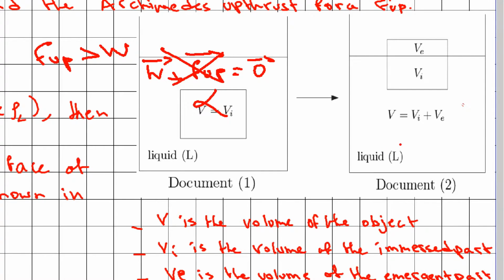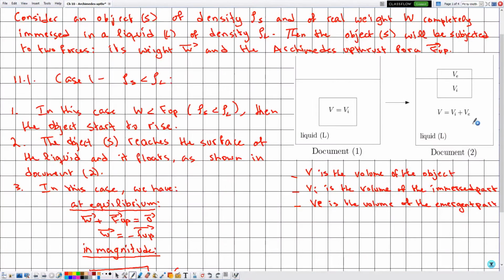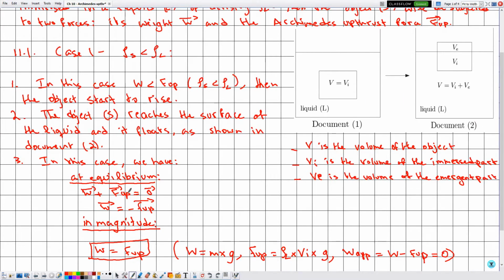So we wait until the solid S reaches the surface. After it has reached the surface and is at equilibrium, it is at rest. Now in this case we can say that W vector plus F upthrust is equal to 0 vector. So it's true that in the beginning I mentioned that W is less than F upthrust, and later on I said that W plus F upthrust is equal to 0 vector, but this is considering document 2 and not document 1. And here I'm considering document 1.